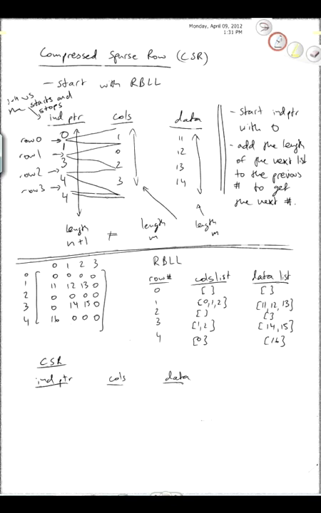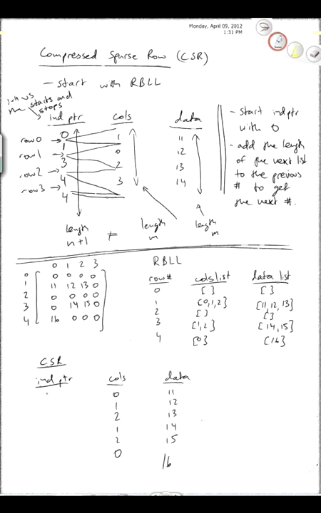So the columns and data arrays are probably the easiest to get down. We get those by just going down here and writing these numbers down. So columns is just going to be 0, 1, 2, 1, 2, 0. Data is just going to be 11, 12, 13, 14, 15, 16.